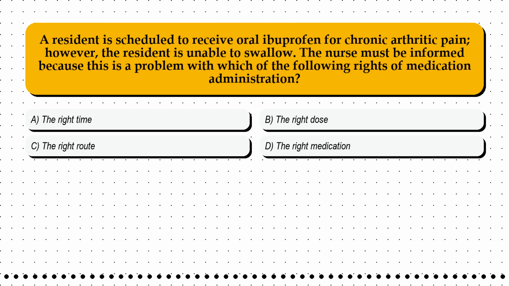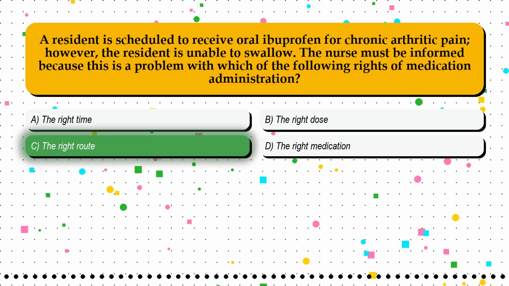Question 209. A resident is scheduled to receive oral ibuprofen for chronic arthritic pain. However, the resident is unable to swallow. The nurse must be informed because this is a problem with which of the following rights of medication administration? Option A. The right time. Option B. The right dose. Option C. The right route. Option D. The right medication.